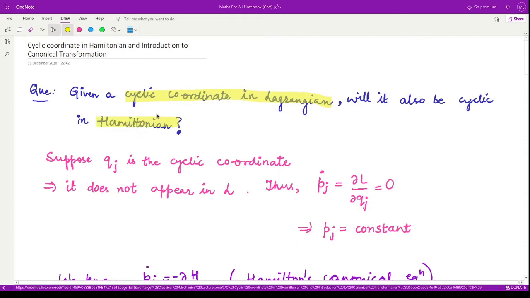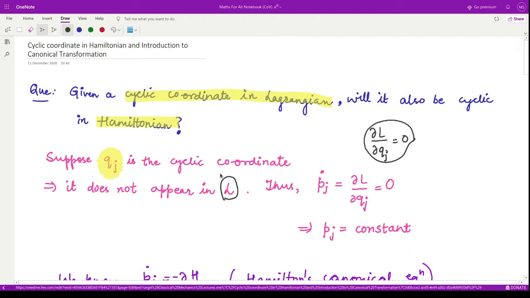So for that, we first assume that the generalized coordinate qj is a cyclic coordinate in the given Lagrangian. What does that mean? That means that when you take the partial derivative of the Lagrangian with respect to that coordinate, it comes out to be 0. That means you can ignore this particular coordinate when treating this Lagrangian L.